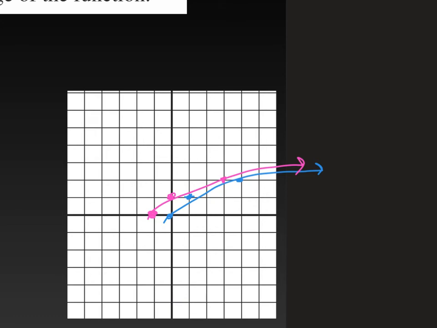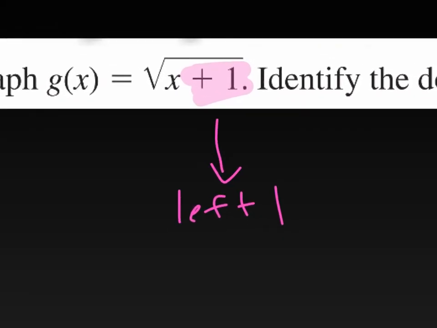Yes? At some point, would they merge together and become one line? As the numbers get bigger, yes, because let's say we plugged in 100 here. The square root of 100 would be 10. The square root of 101 would be like 10.01 something. They get super close to each other.